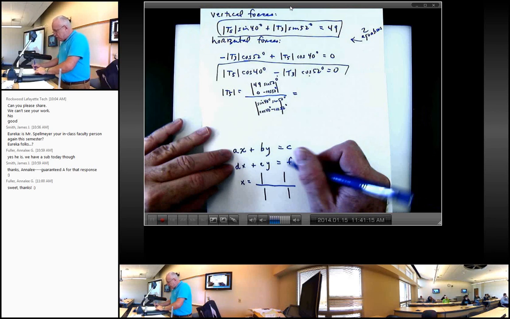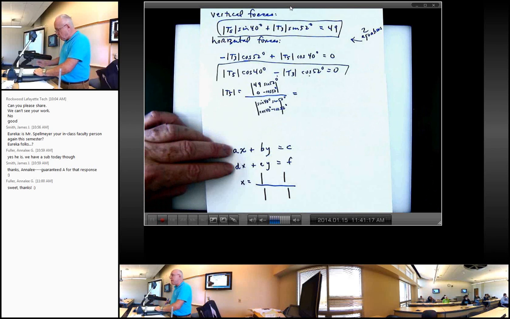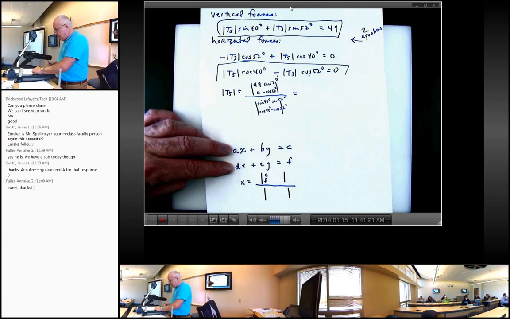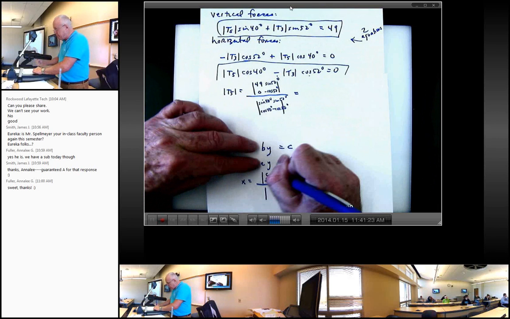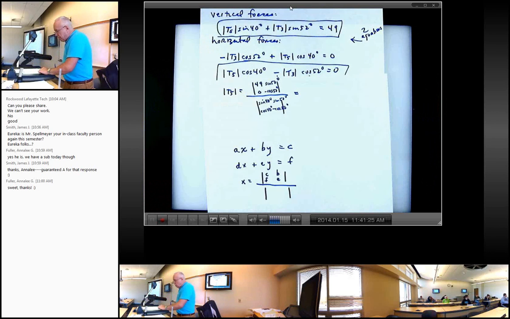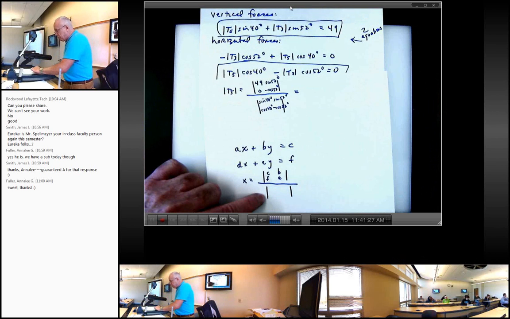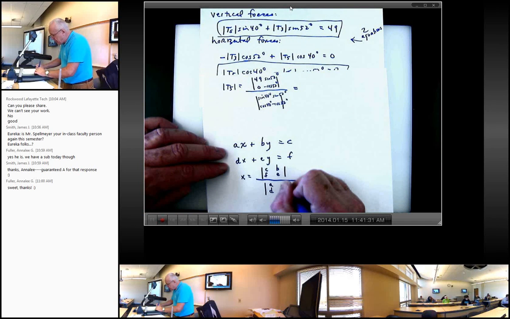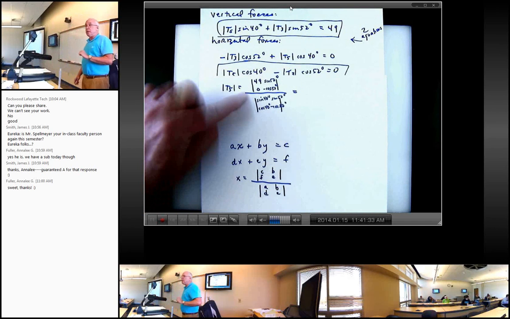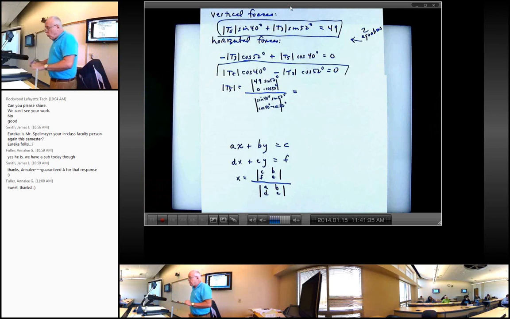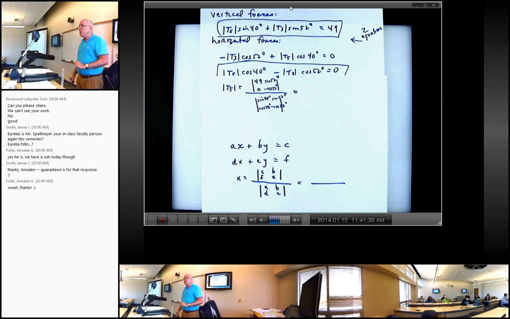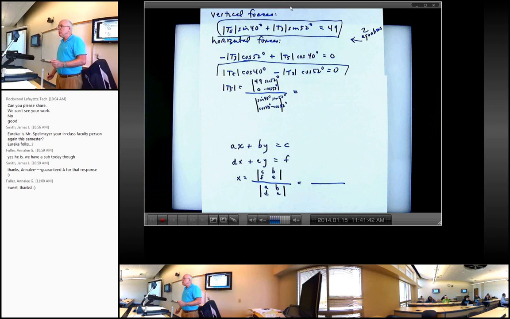For the X, we replace the X coefficients by the numbers over here, C and F, and then we keep our Y coefficients, B and E. For the bottom determinant, we just put the coefficients of our variables, A and D, B and E. And that's what I did up there, all right? What does it mean? What is the determinant of a 2-by-2 matrix? Anybody remember how you do that?